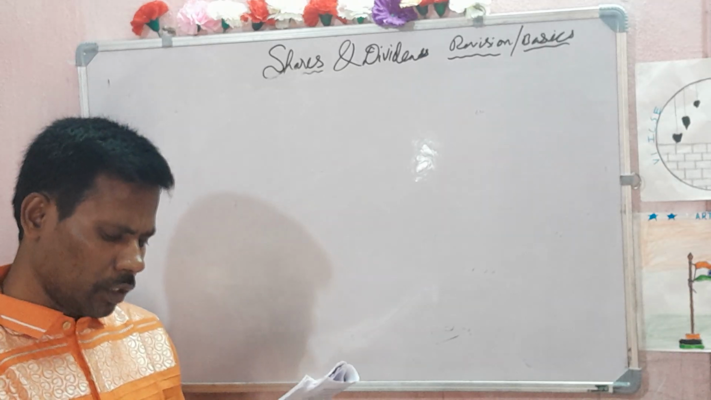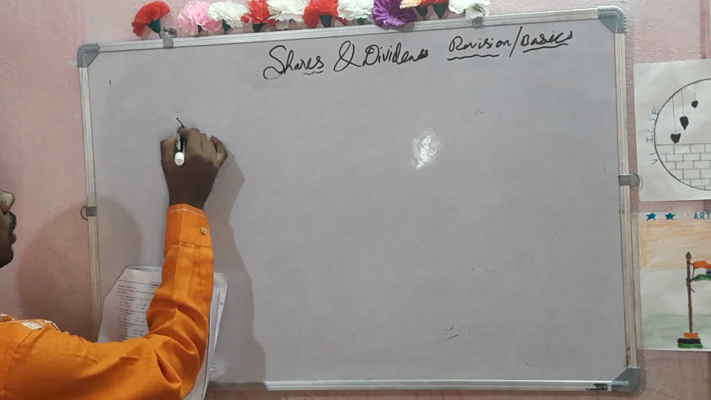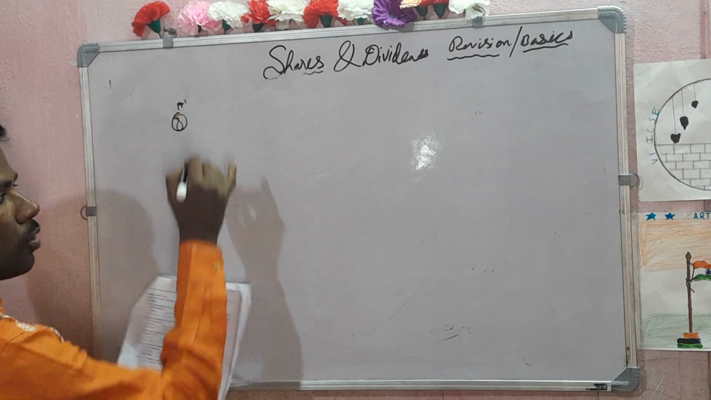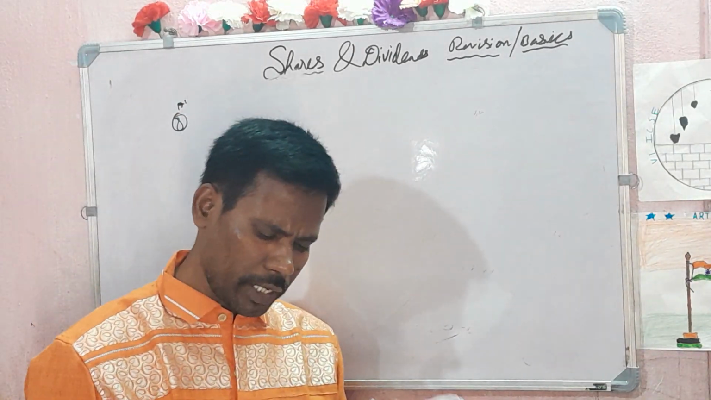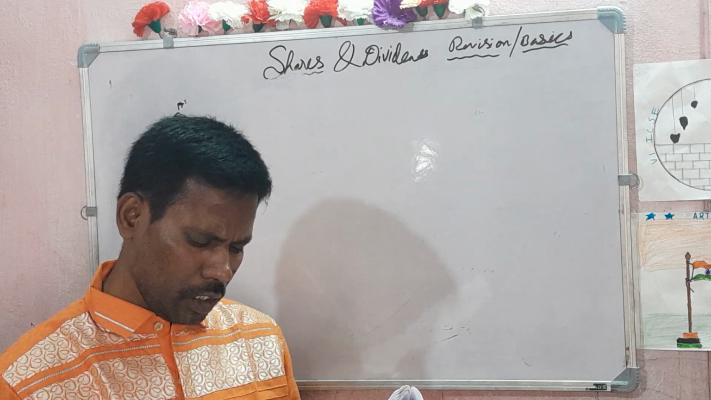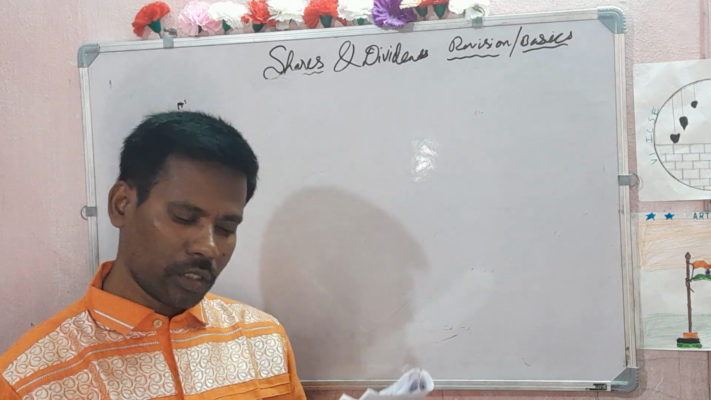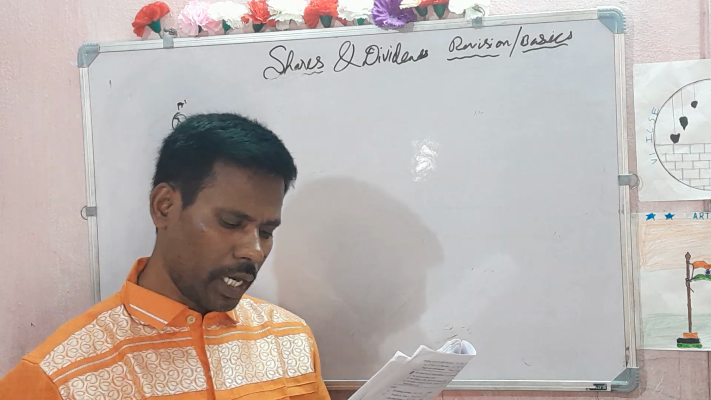A man invests 8,800. This one is very important. I told you, 8th question, make a note of it. Star, you can keep a star. A man invests 8,800 in buying shares of a company, face value rupees 100 each at a premium of 10%. Again he used the word premium, so you need to add it.